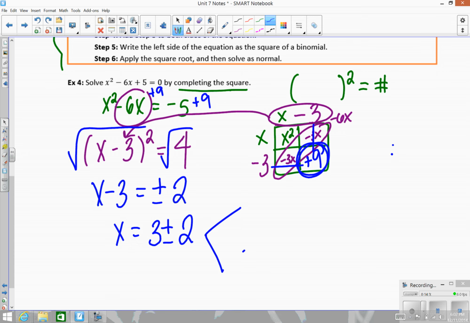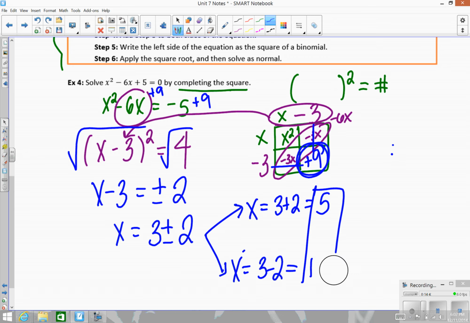And now we have your two cases. We have x equals 3 plus 2, so we get 5. X equals 3 minus 2, so we get 1. So our two answers are 5 and 1, which you could have found also by factoring. So we're going to do some more examples just to get familiar with it.